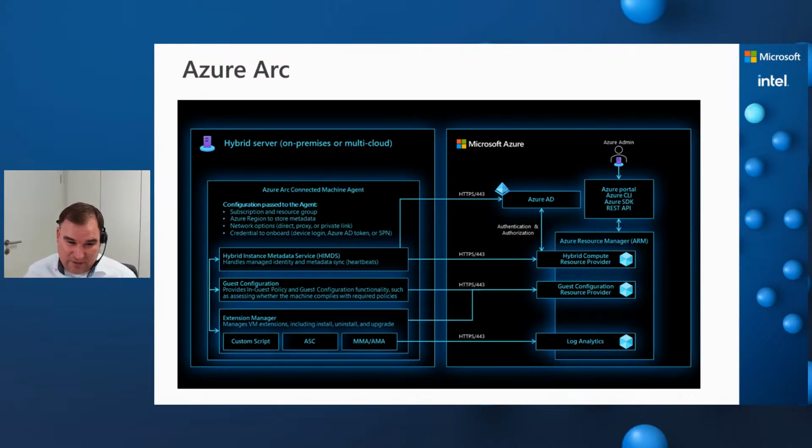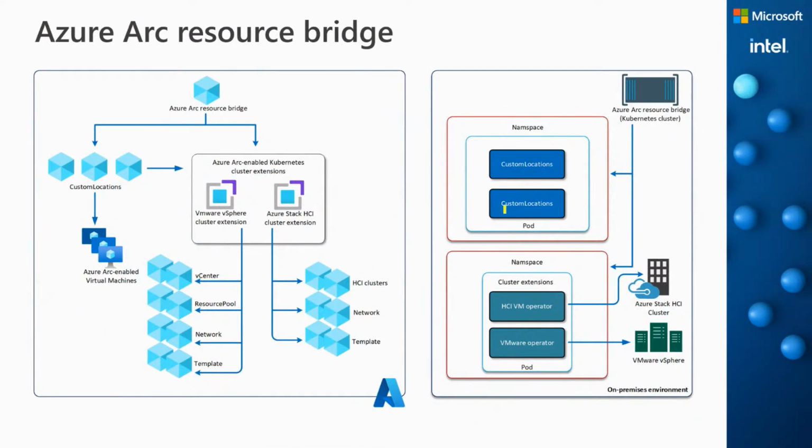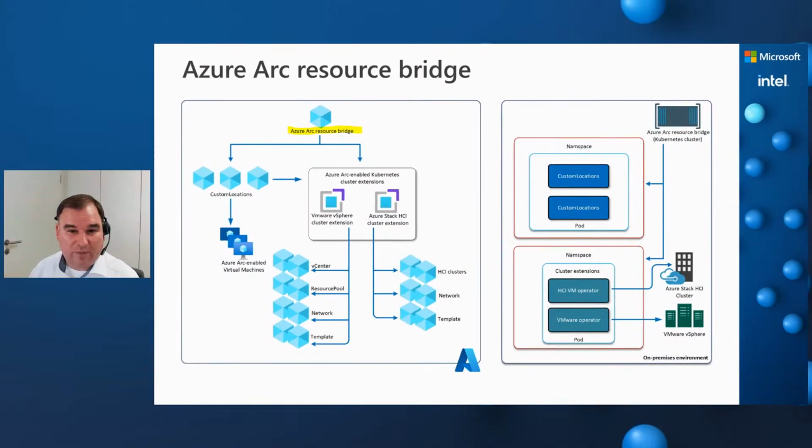What we also have seen in November was the Azure Arc Resource Bridge. The Azure Arc Resource Bridge is an extension that provides a small Kubernetes cluster on premises that gives us the ability to, for example, deploy virtual machines from the Azure portal to our on-premises environment, or to start virtual machines, end virtual machines, configure settings on virtual machines. This is all provided by the Azure Arc Resource Bridge.